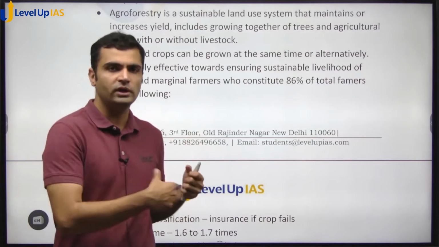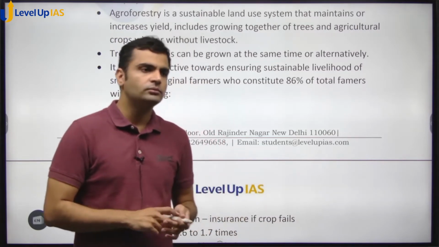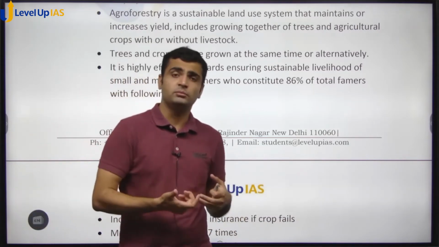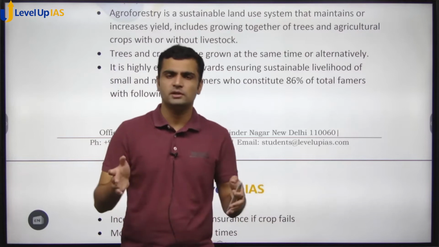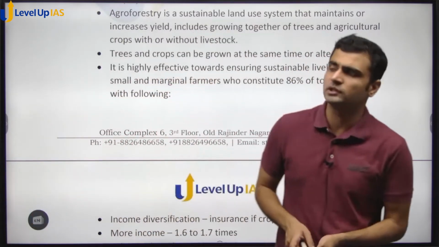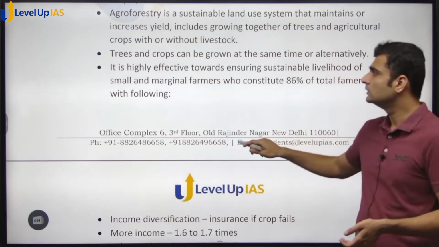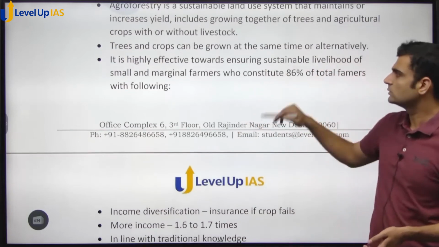You grow trees in lines, and in between, in the alleys between those tree lines, you can grow crops. Like the Taungya system, alley cropping is there. That can be one of the agroforestry systems as well. So trees and crops, that is what I have written.